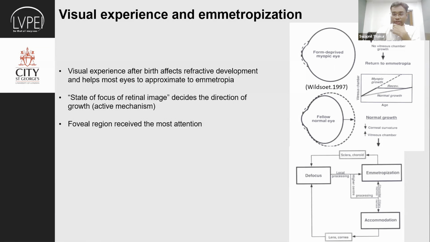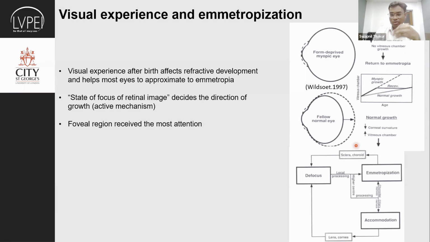If you concentrate on the figure on the right hand side, just ignore the top panel and focus on the fellow normal eye. What happens during emmetropization is that due to the hyperopic correction, there will be an increase in the axial length. Along with the increase in axial length, there is a decrease in the corneal curvature and an increase in the vitreous chamber.